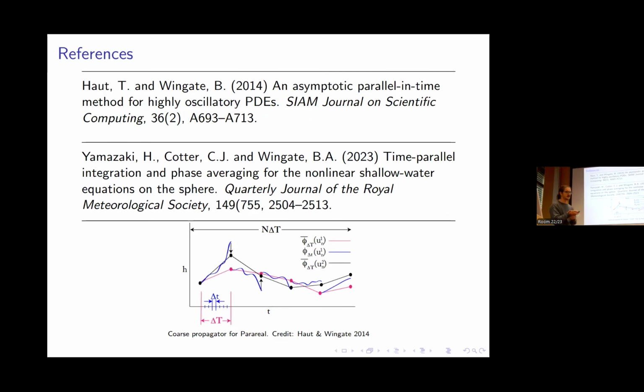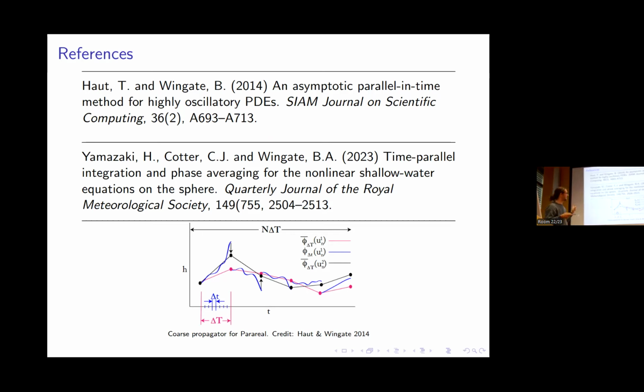So this method of numerical phase averaging was first introduced by Beth Wingate and Terry Hall in 2014, and they proposed the phase averaging solution to be a coarse propagator in a parallel in time method. So that's what this diagram from their paper at the bottom demonstrates.